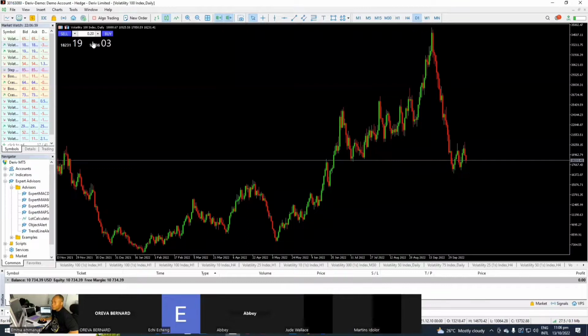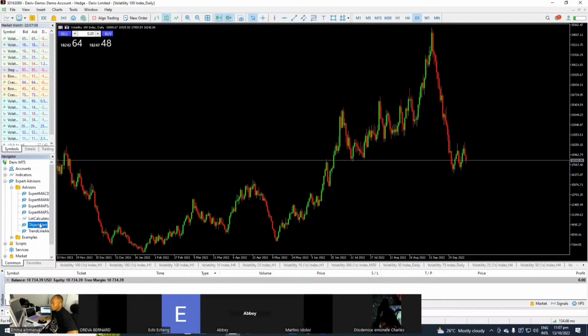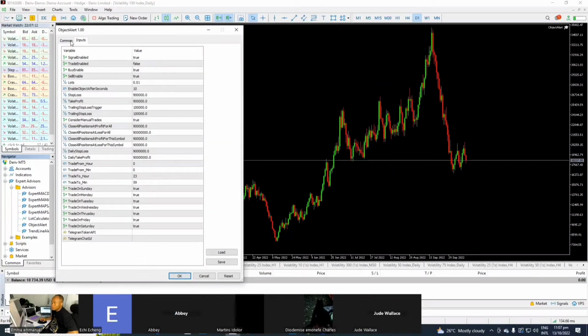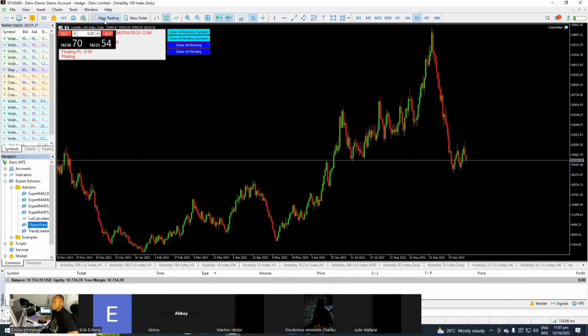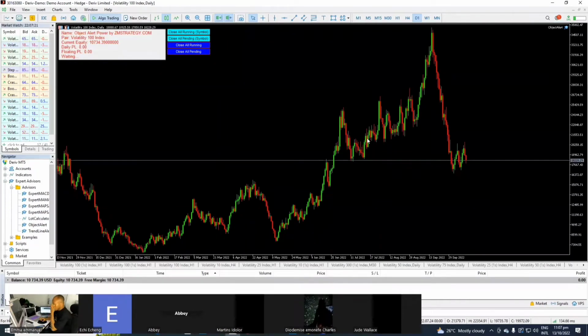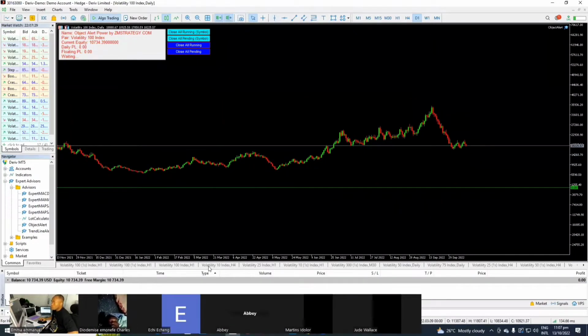Now, let's say, for example, we want to analyze VIX 100. I usually make use of my object alert to spot some of my trades. So let me put it on the chart. So let's say you want to analyze a trade. Now, normally I do make use of market structure.